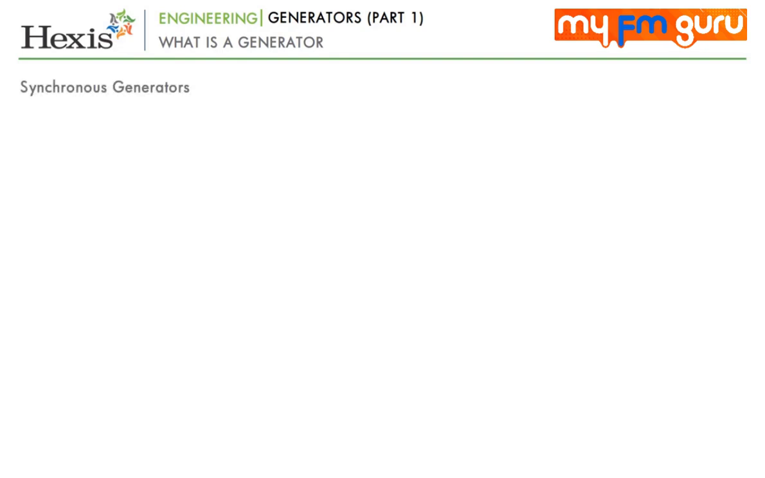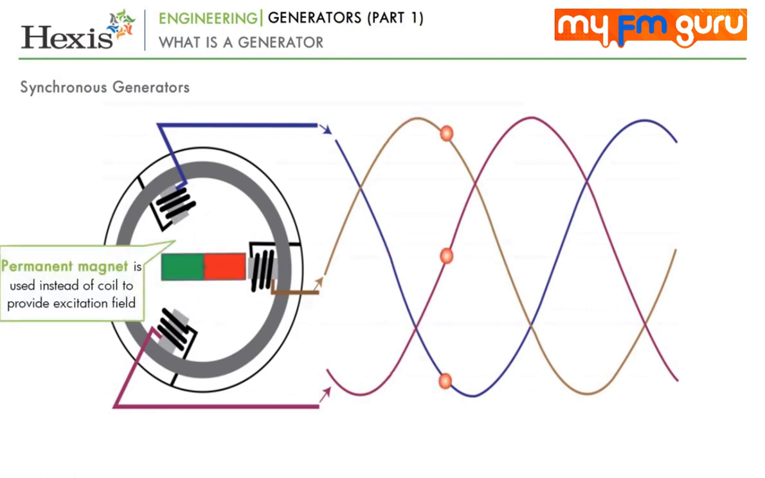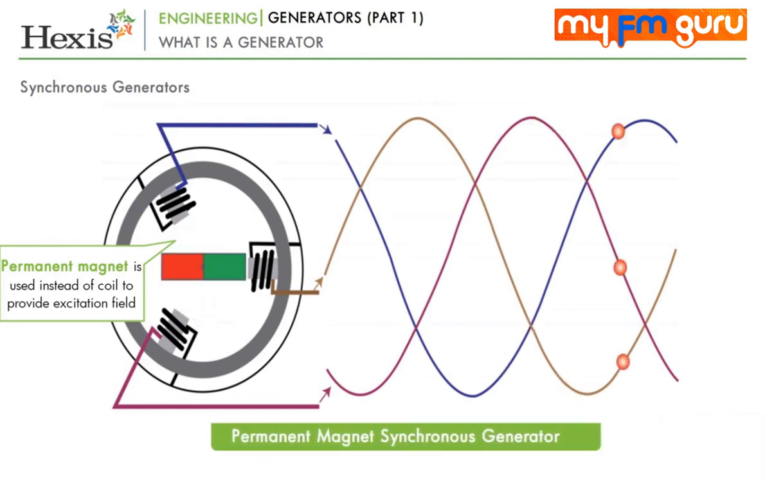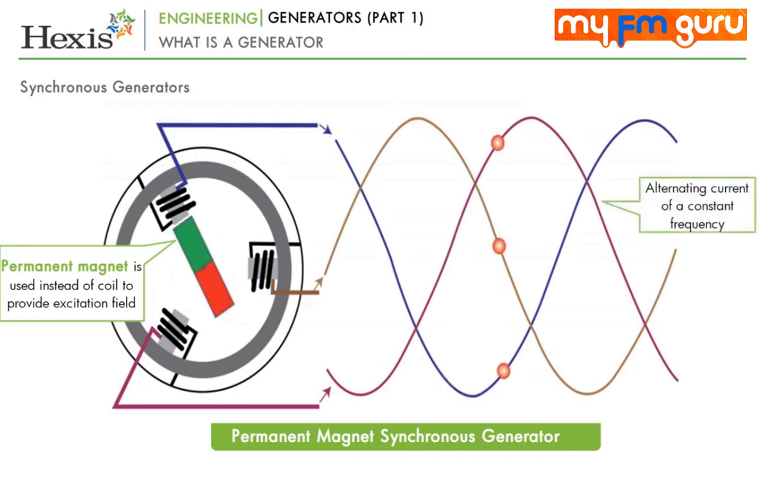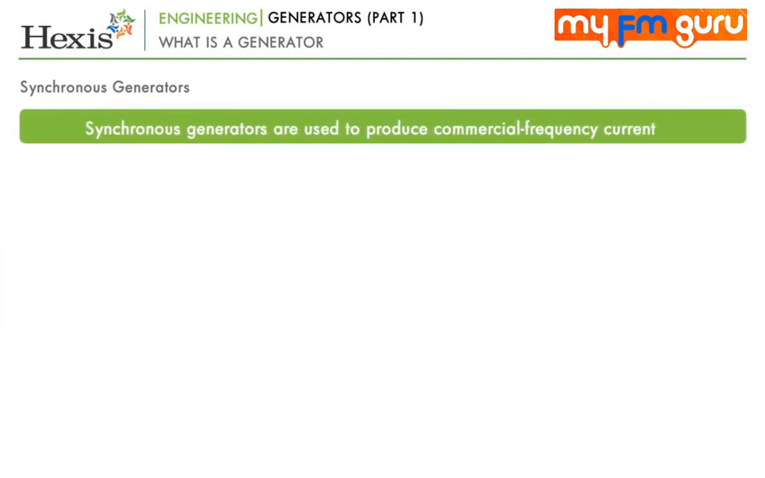Let us now understand what synchronous generators are. Unlike asynchronous generators, the synchronous generators use a permanent magnet instead of a coil to provide the excitation field, and therefore are also termed permanent magnet synchronous generators or simply synchronous generators. Synchronous generators are usually employed as sources of alternating current of a constant frequency. This type of generator works on the principle of electromagnetic induction. They are mostly used to produce commercial frequency current.